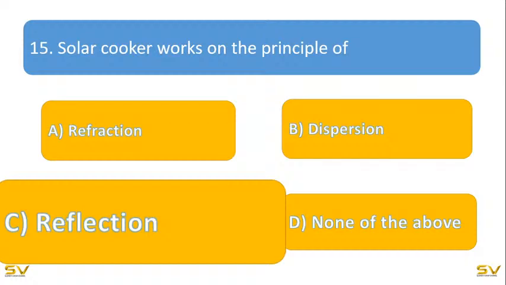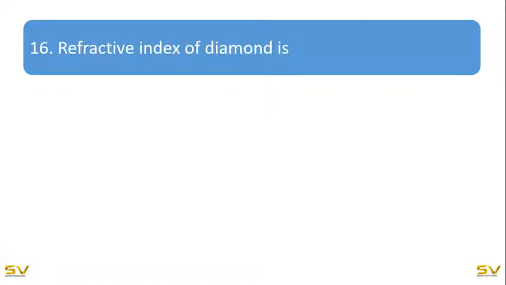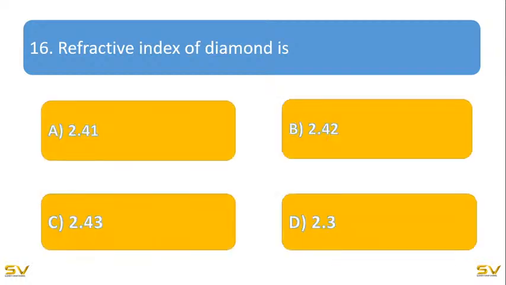Now coming to the next question. Refractive index of diamond. So what is the refractive index of diamond? Is it 2.41, 2.42, 2.43, 2.3? So what is the refractive index of diamond? Is it 2.41, 2.42, 2.43, 2.3?